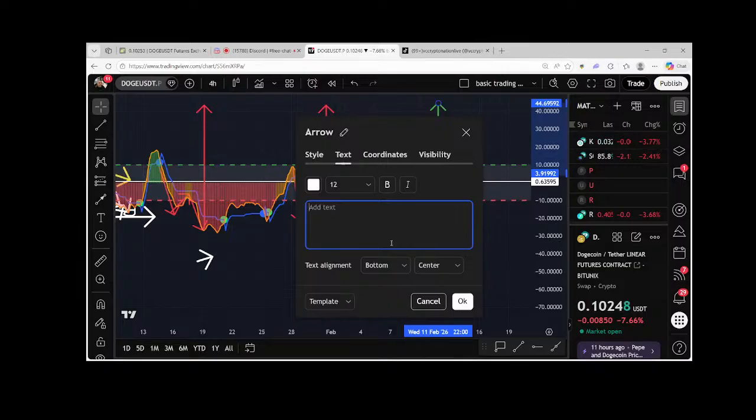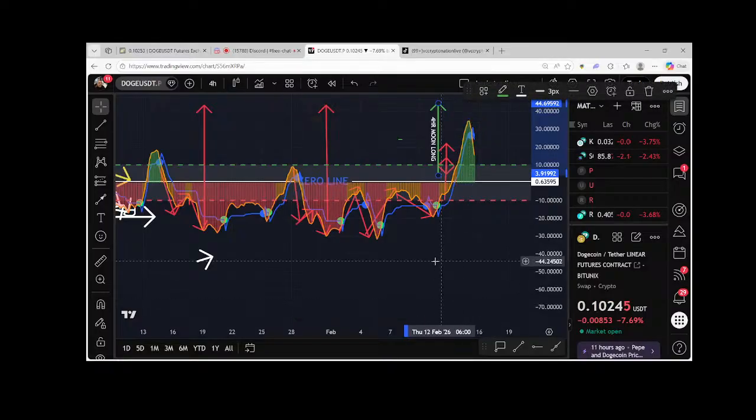Now I want to go over this. So, 4 hour moon. Okay.